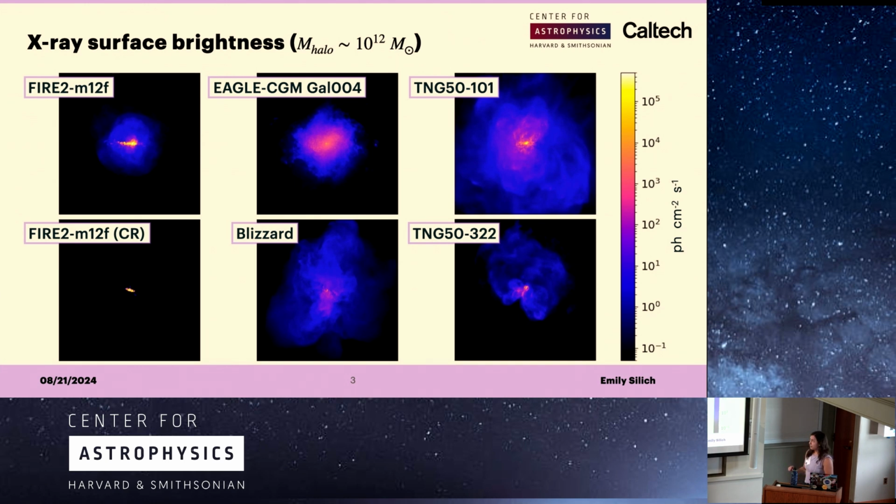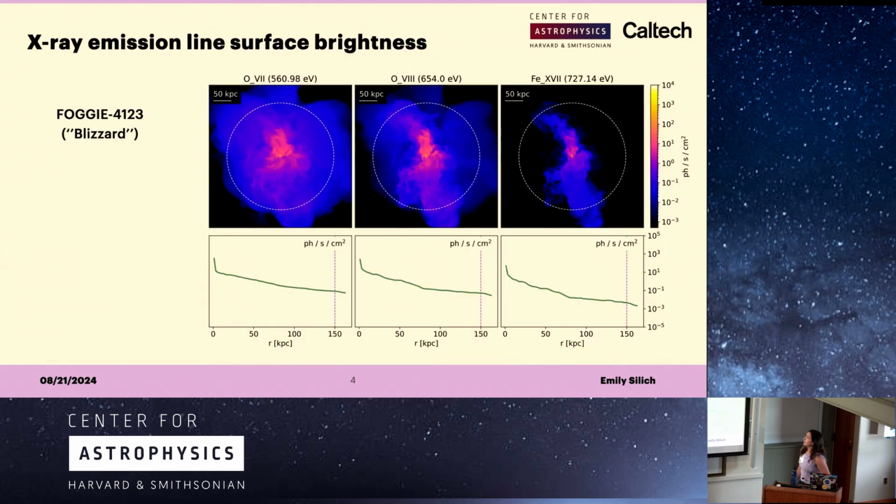And so in addition to looking at the broadband X-ray surface brightness, which existing observatories are fairly sensitive to, when you have a microcalorimeter, you can begin to isolate different lines in surface brightness. And so here I'm showing an example of one of the FOGGIE galaxies. This one's called Blizzard. And I'm showing 3 different X-ray surface brightness maps here. But instead of being from 0.5 to 1 keV, these are just in particular X-ray emission lines.